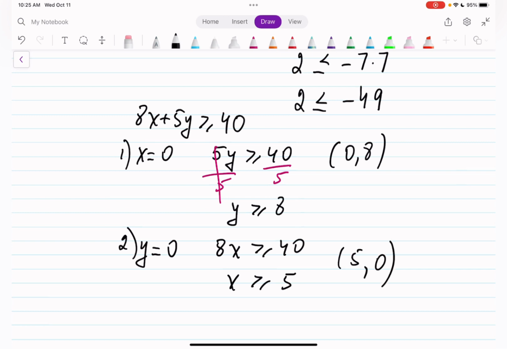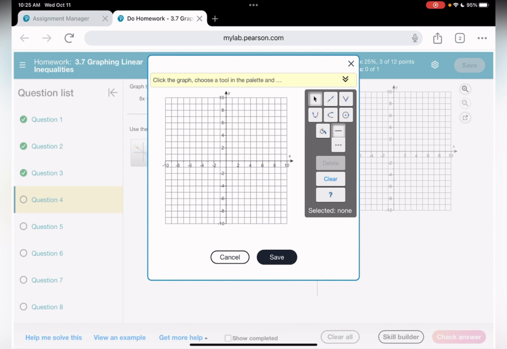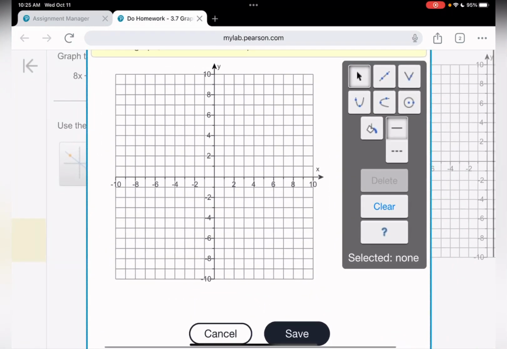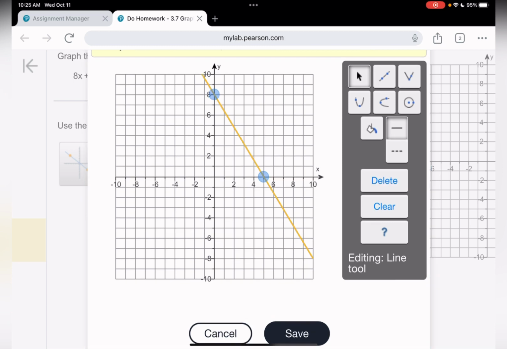X we write first, y 0. So 5, 0, and 0, 8. 5, 0, here, and 0, 8, second point. Once I click second point, because I took the line at the beginning, it will draw the line for me. Okay, next, we need to figure out which one is our shading area.